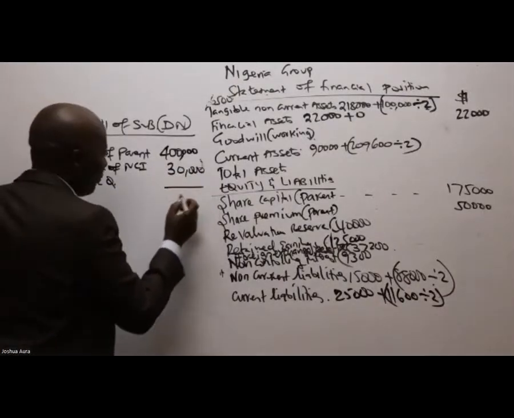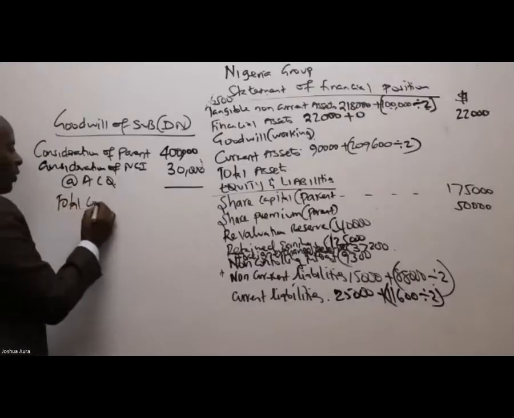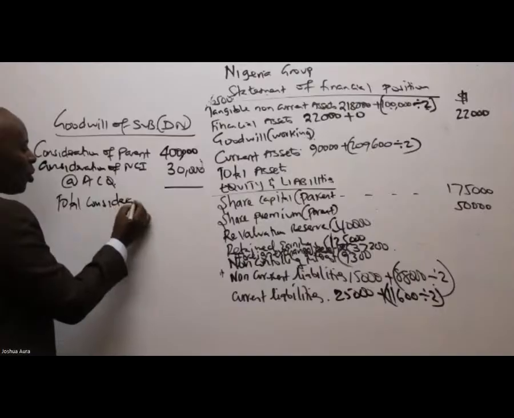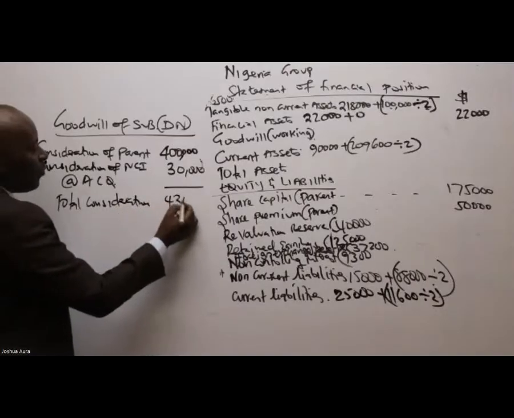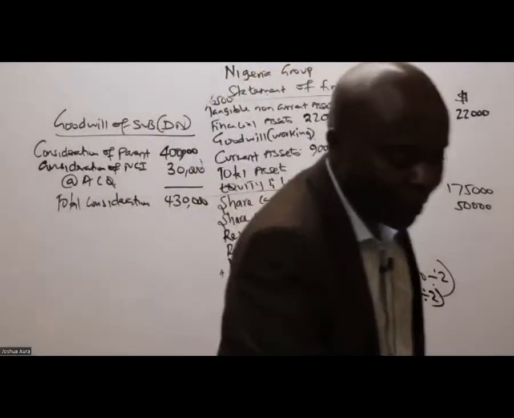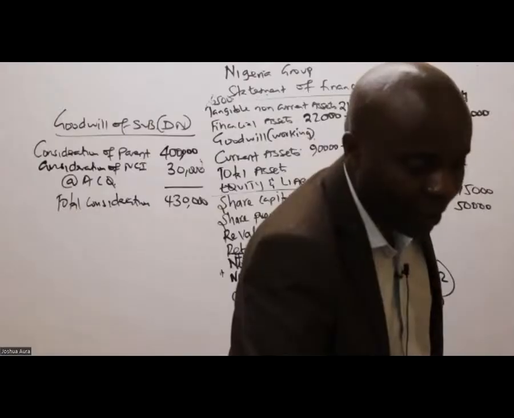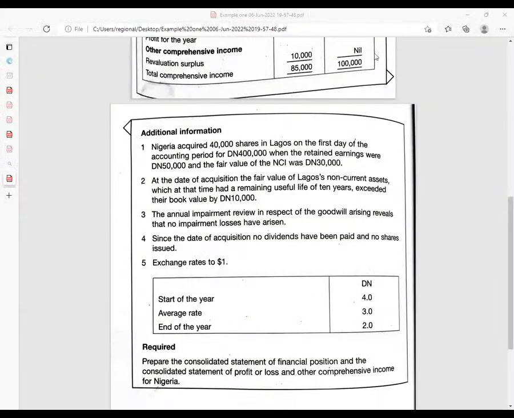So give us the total consideration. That will be 430,000. Is it 30 or was it 50? Let me check again. Yes, it is 30, thank you very much.